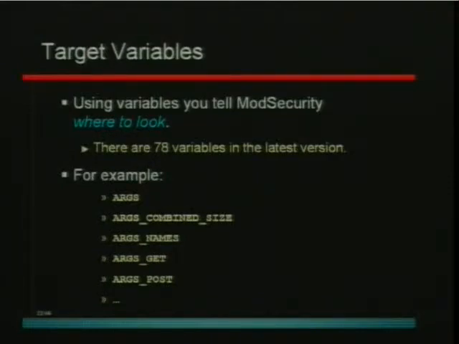What makes ModSecurity easy to use is that we have 78 variables that you can use, and we have pretty much a variable for every single thing that you have in a request or in a response. So the only thing you need to do is look at the table, see what variable you're interested in, and write it in a rule.